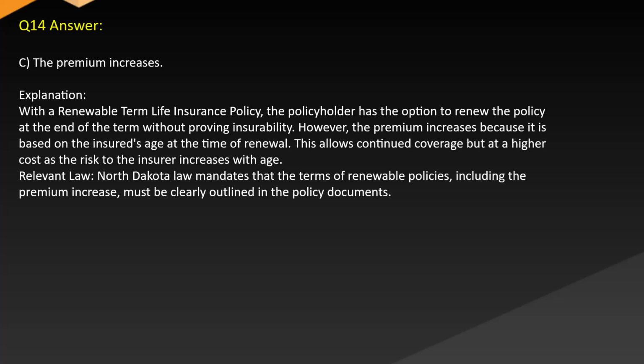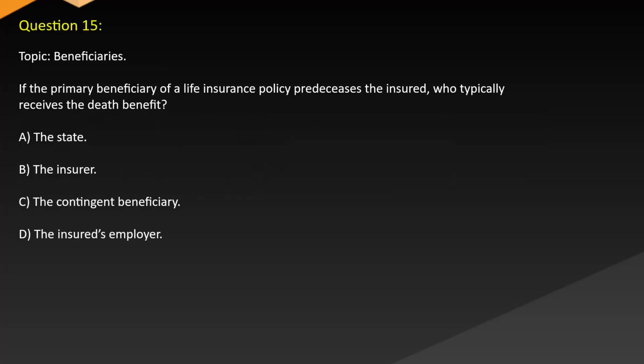Relevant law. North Dakota law mandates that the terms of renewable policies, including the premium increase, must be clearly outlined in the policy documents. Question 15. Topic: Beneficiaries. If the primary beneficiary of a life insurance policy predeceases the insured, who typically receives the death benefit? A. The state. B. The insurer. C. The contingent beneficiary. D. The insured's employer.